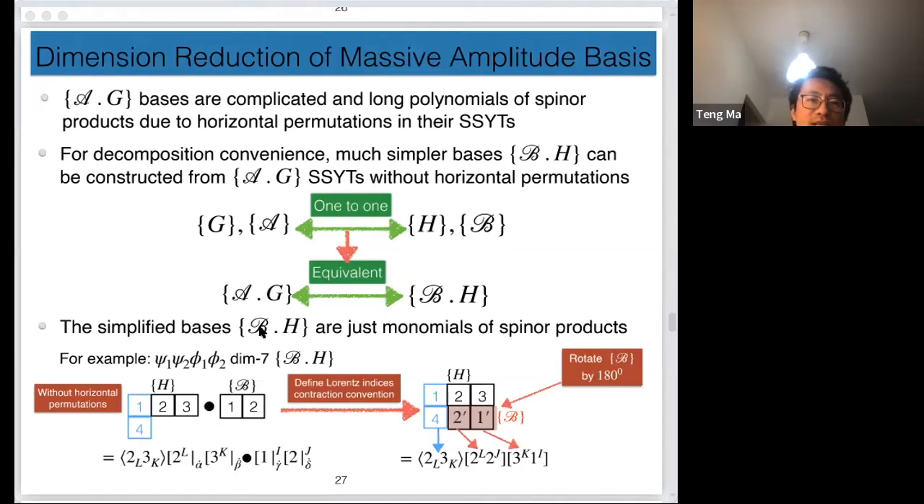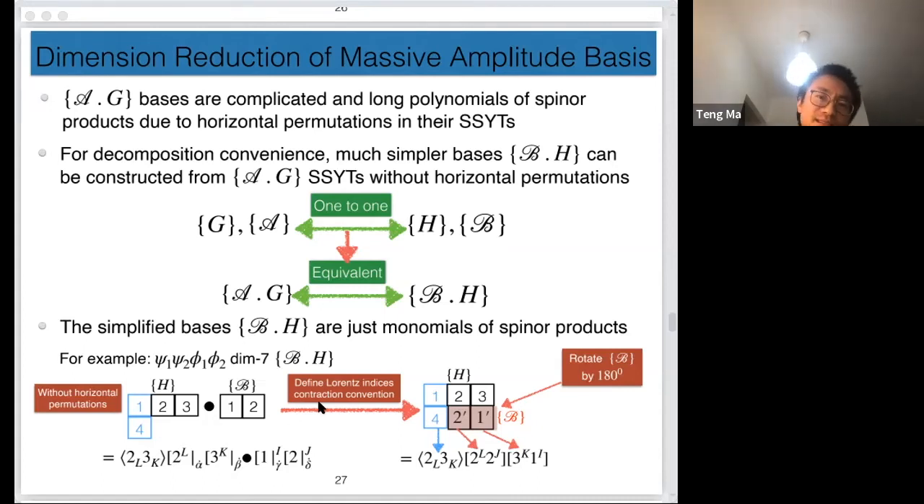Without the horizontal permutation symmetry in the BH Young tableau, the BH basis are just monomials of the spinor product. This is an example to explain how to construct the BH basis at dimension 7. These two Young tableaux are an H basis and a B basis. We can easily write down their expressions. Since these two bases are Lorentz tensors, there are different Lorentz contractions. Actually, we only need to choose one Lorentz contraction.